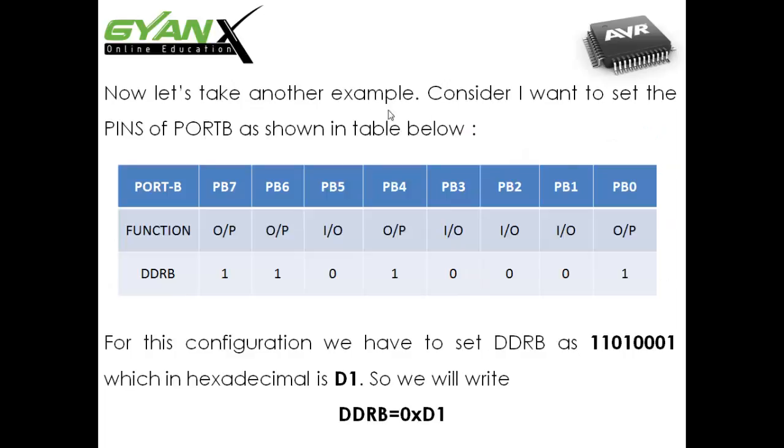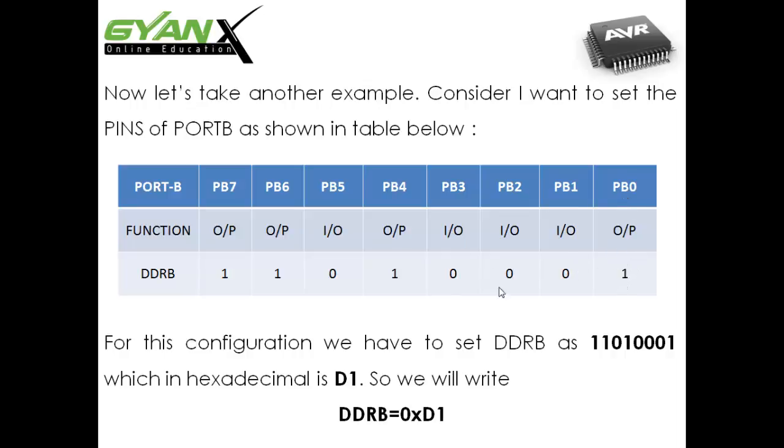Consider I want to set the pins of port B as shown in the table below. This is a table for port B, and the respective function is written here. PB7 is an output, set as 1, and PB6 is an output, set as 1. PB5 is 0, meaning input. PB4 is an output, PB3 is an input, PB2 is an input, PB1 is an input, and PB0 is an output.